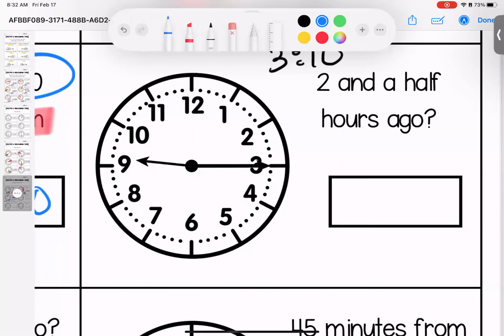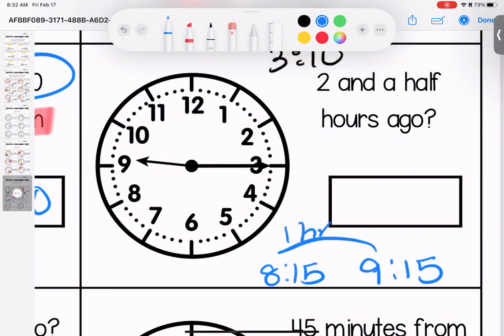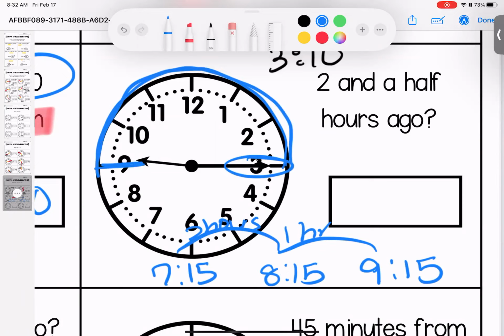Okay. 9:15, I want to know 2.5 hours ago. So I'm working backwards. 9:15, going back my hours. 1 hour is 8:15. 2 hours is 7:15. And a half hour. If I'm at a 15 and I go back half the clock, that would take me to 6:45.